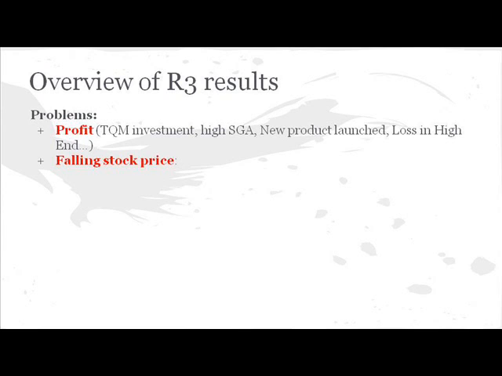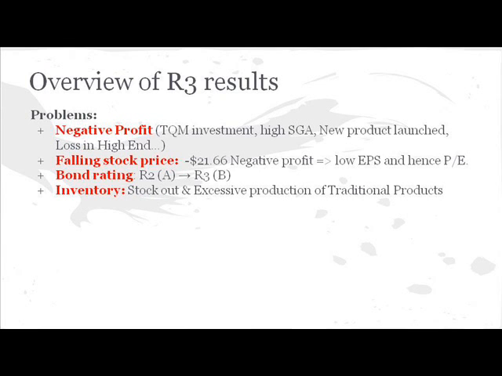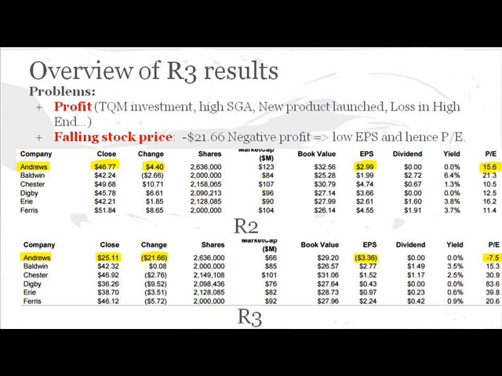The biggest problem is our negative profit. The negative profit can be expected because we make a heavy investment of more than $50 million in the total quality management. Another reason is that our selling general administration expense is quite high, that account for 70% of our sales. We also launched a new product in the high-end segment, and in the high-end segment, we make a loss of $122,000 last year. In inventory, we experienced stock out in the low end and excessive production of traditional product.